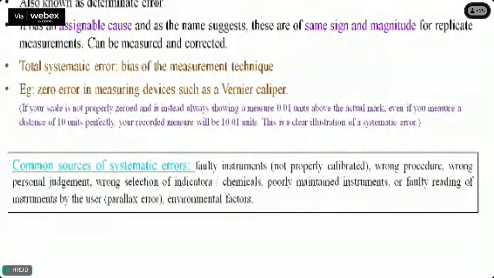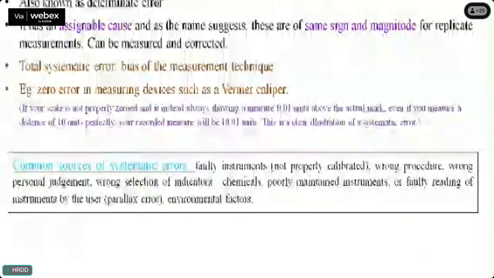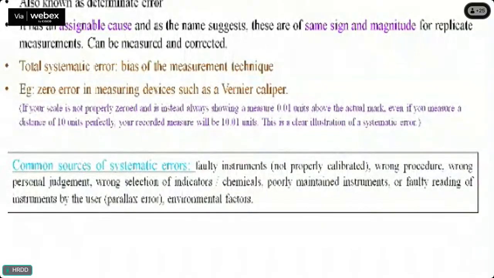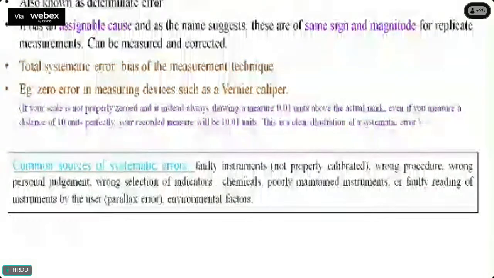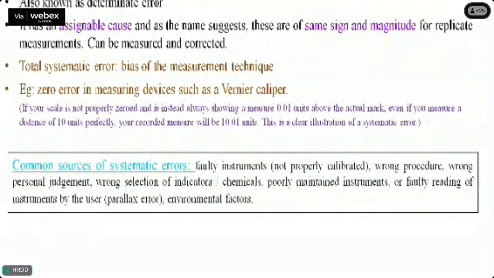With a vernier caliper, if initially it is not properly zeroed, all the readings will be given as larger than the actual value. So if you observe the data closely, you can see that all the values are larger. Here what you can do is either check with another vernier caliper, or ask your friend to do the experiment, or change the sample. These are the different ways to check. One of these different ways will help you to sort out the problem.